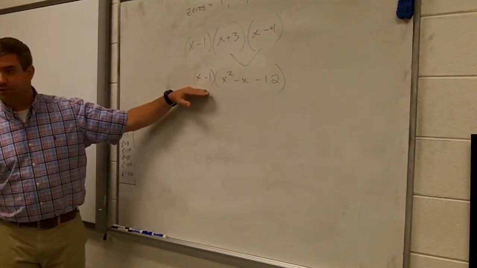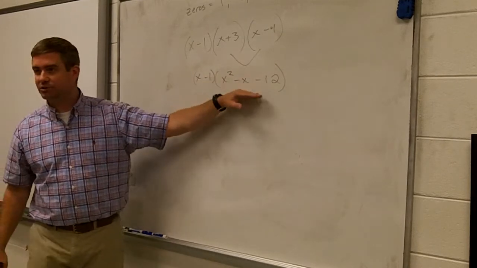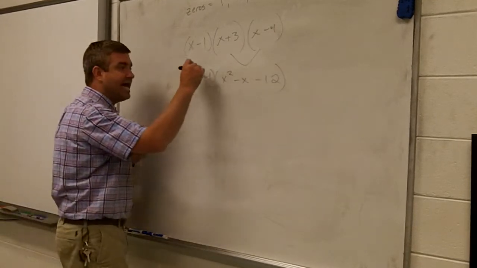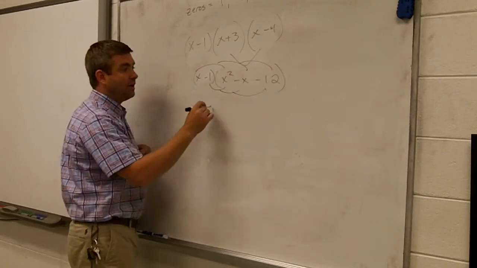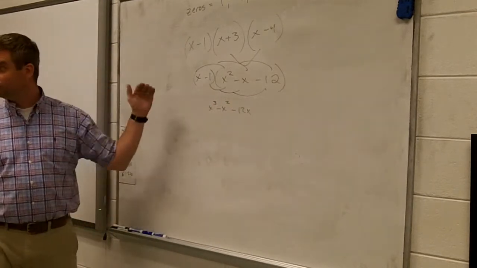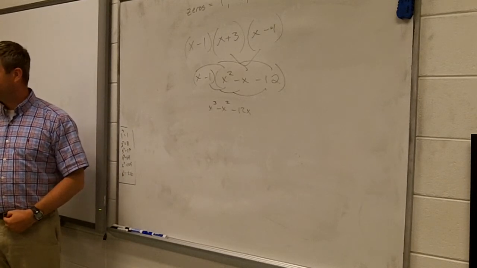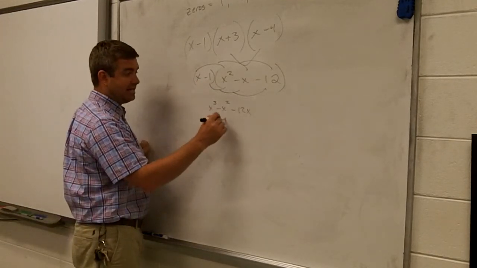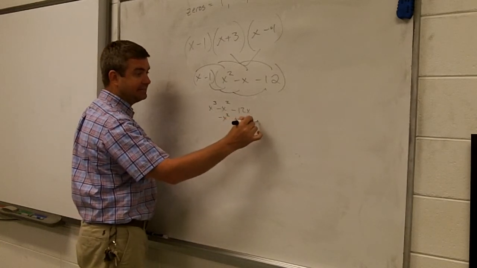Now we have a binomial times a trinomial. How do we multiply a binomial times a trinomial? Do you remember? Big word, starts with a D. Distribute. We got to take the x and multiply it 3 times, then we got to take -1 and multiply it 3 times. So I get x cubed minus x squared minus 12x. I distributed my x all the way across. Then what do I have to distribute? I have to distribute -1 all the way across. So I say negative x squared, positive x, and positive 12.